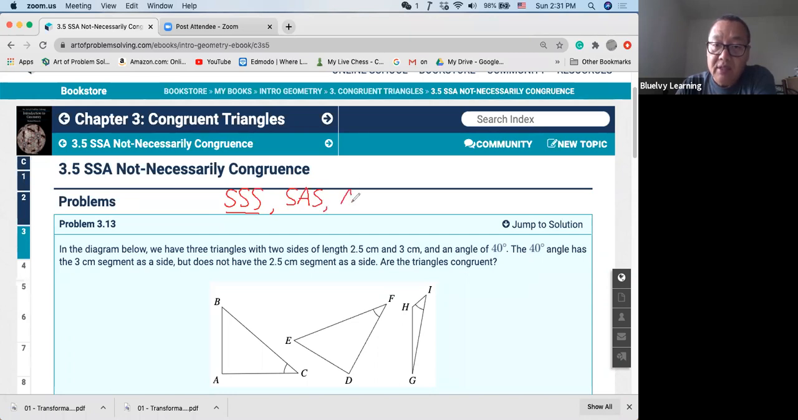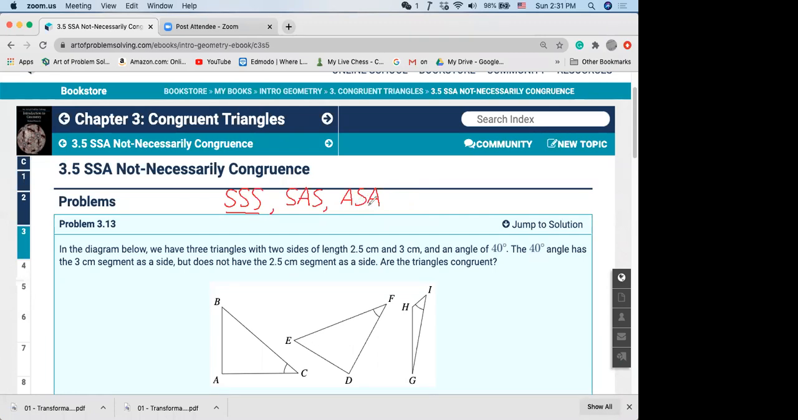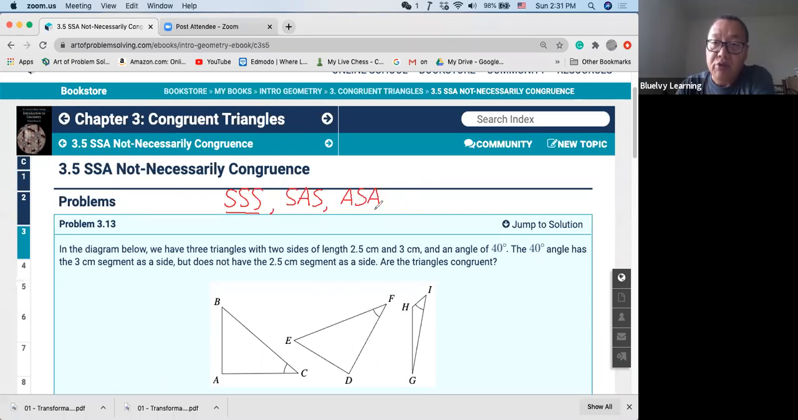Another we learned is ASA, that's angle side angle. That means if we have 2 pairs of corresponding angles that are congruent and the sides between these 2 angles are also congruent, then these 2 triangles are congruent. Then the last one we learned is AAS. That means if we have 2 pairs of angles that are congruent, then we also have 1 pair of sides that are congruent, then these 2 triangles are congruent.